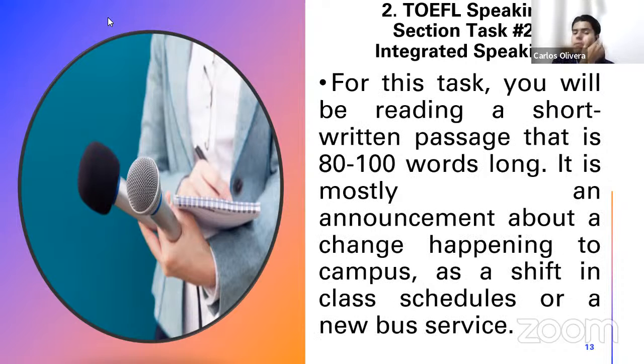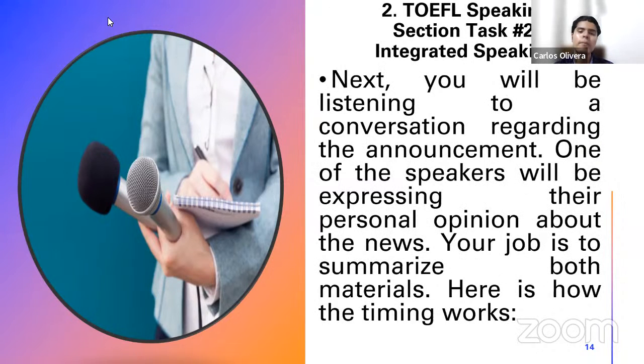For example, if in the reading passage you read about a change in the university's bus service, imagine, okay? If in the reading passage they say, well, as a university, we have decided to shut down the bus service because nobody uses it, it's very expensive, we want to offer other opportunities to our students and alumni. Well, you read that, and in the conversation, you're going to listen to two students from the same university.